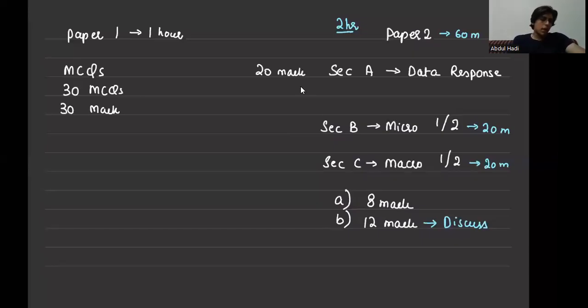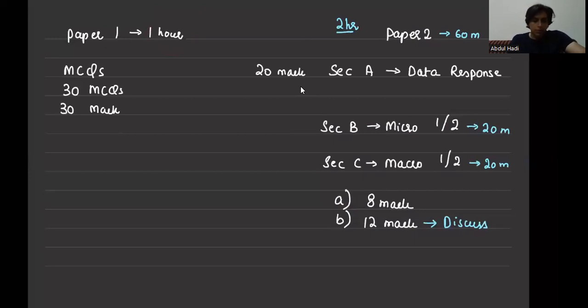So we'll be discussing the paper pattern of AS Economics. You have two papers, paper one and paper two. Paper one is the same as the old paper pattern. You'll get 30 MCQs, 1 mark each, so it will be of 30 marks, right? It's a 1 hour exam and you have to give 2 minutes to each MCQ. You don't have to exceed that 2 minute limit.